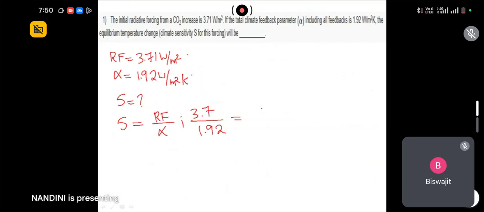It is approximately 1.93 Kelvin, right? The unit will be Kelvin, no?